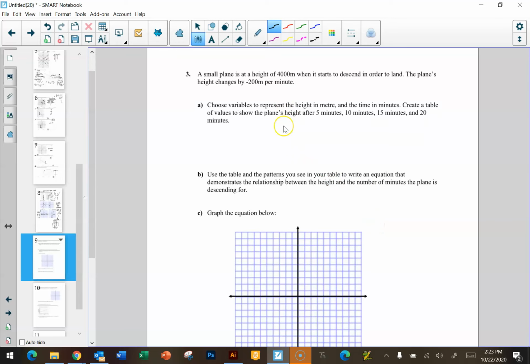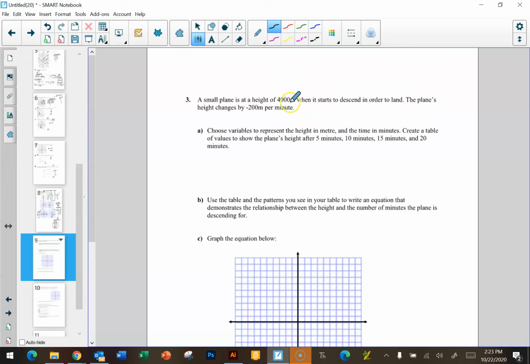A small plane is at a height of 4,000 meters when it starts to descend in order to land. The plane's height changes by negative 200 meters per minute. So a height change of negative 200, this means it's going down, right? Sometimes it helps to draw yourself a little picture, okay? So here's the plane, and the plane is going down. If this is height over here and this is time, the longer the plane goes, the lower it gets. So the height's going to go down as the time goes up.